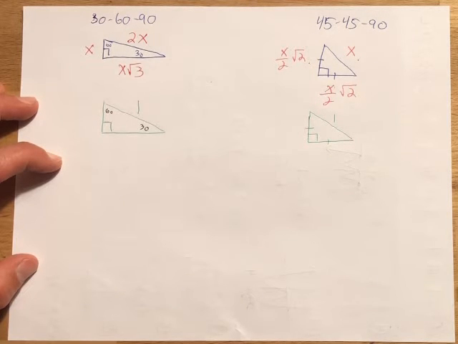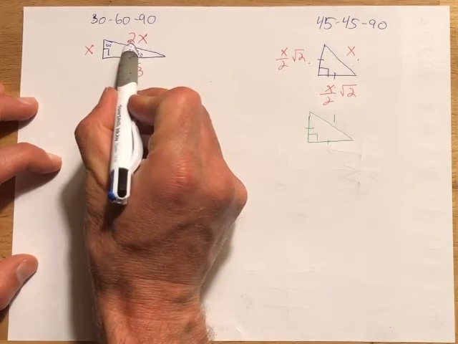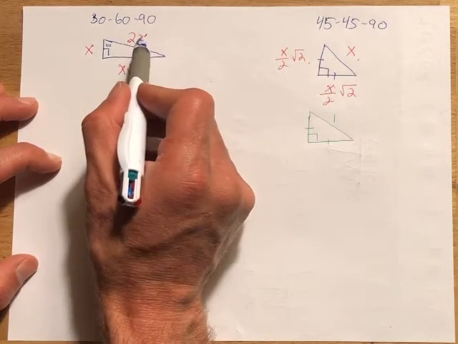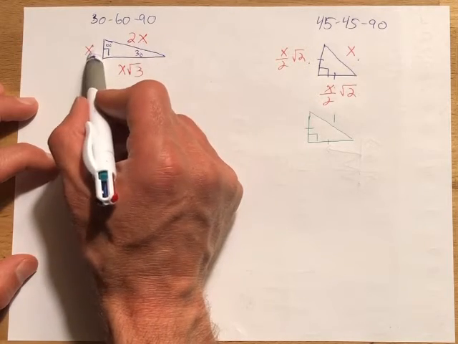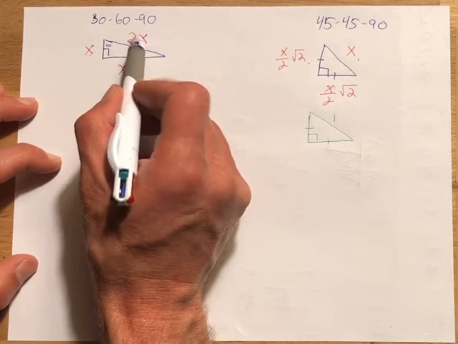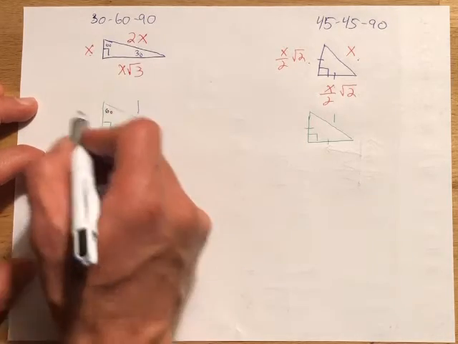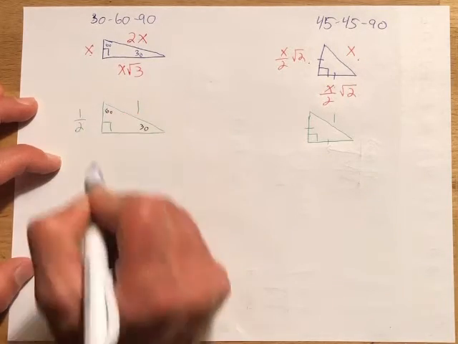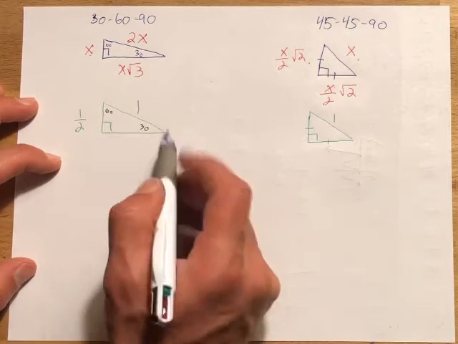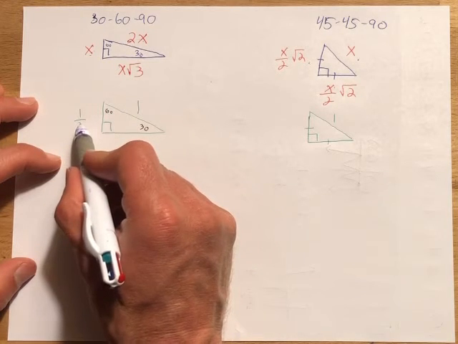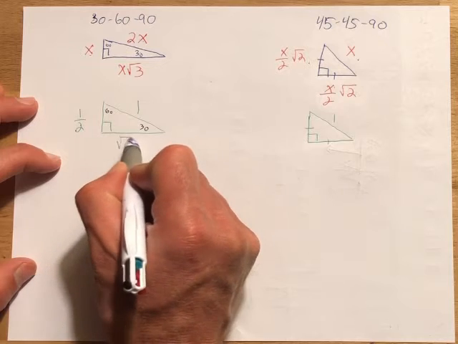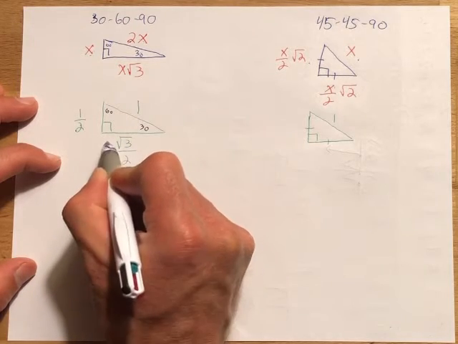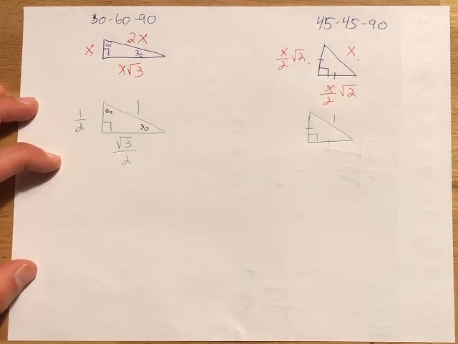pattern, if my hypotenuse is 1, remember, it's not 2 times this number, this is always half the size of this. So if this is 1, this would have to be 1/2. And my longer leg is this times root 3. So 1/2 times root 3 is root 3 over 2.